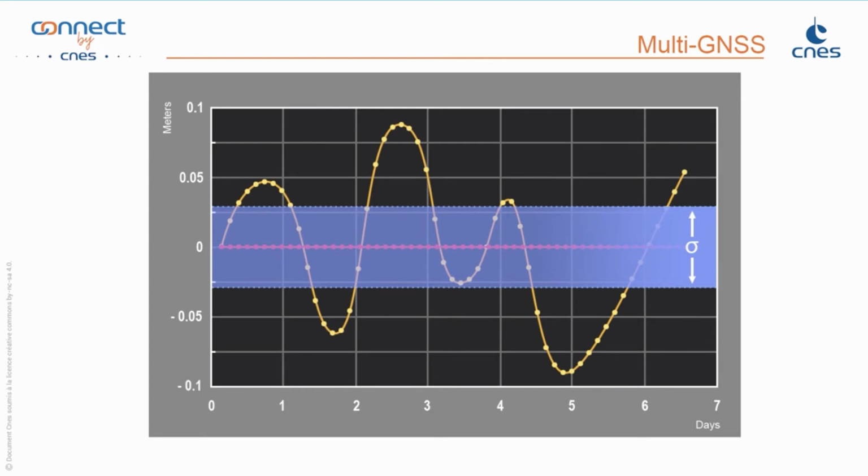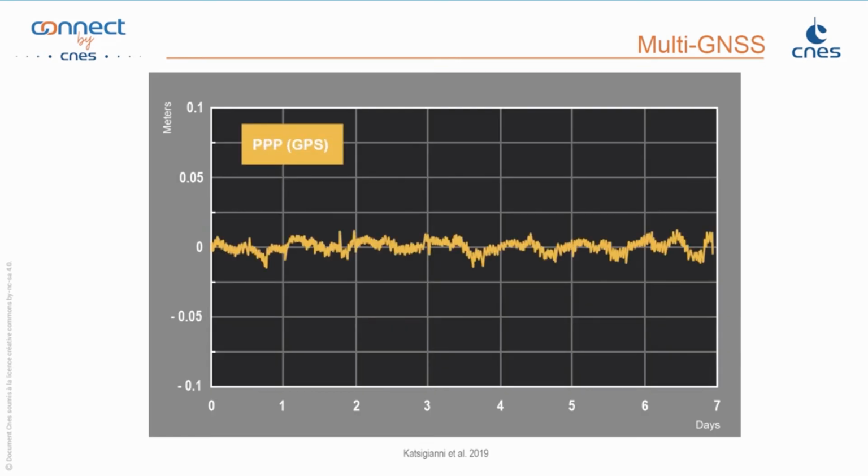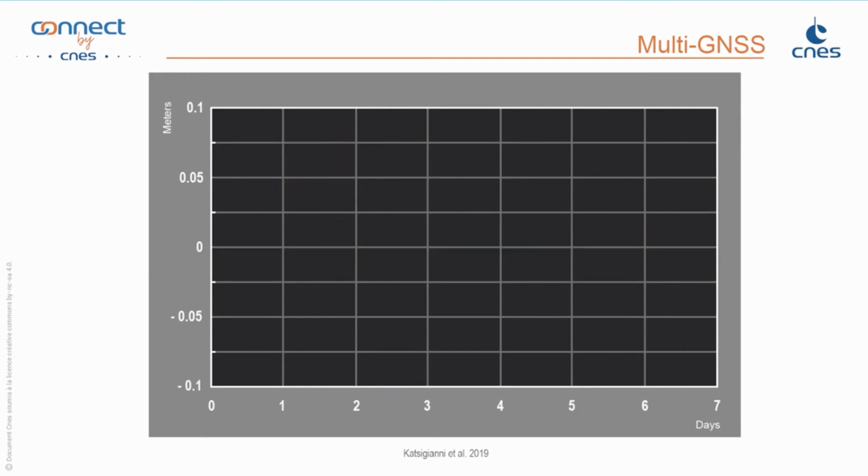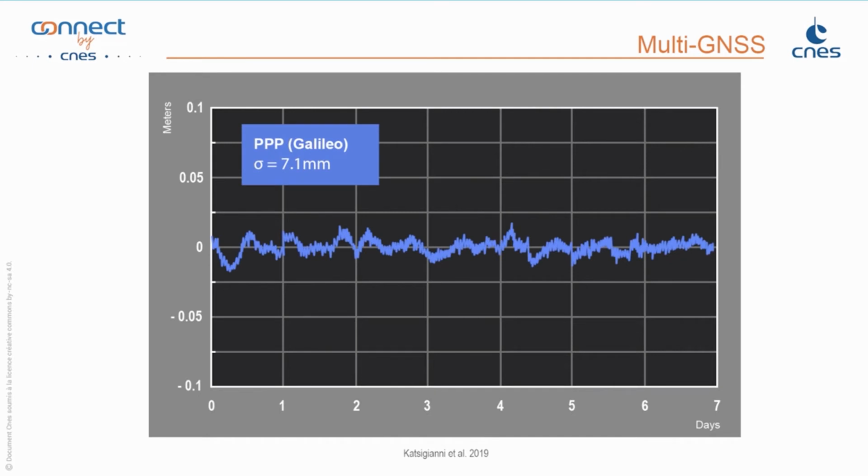Let's see how it differs now, depending on whether we process a single GNSS system at once or we do a multi-GNSS analysis. Figure number 1 shows the coordinate time series obtained using data from the GPS system only. The computation of the standard deviation yields 6.4 millimeters in this case. A similar calculation, only using data from the Galileo system, gives a slightly greater standard deviation of 7.1 millimeters, as seen in figure number 2. This is because the Galileo system does not have as many satellites as the GPS system as of today.